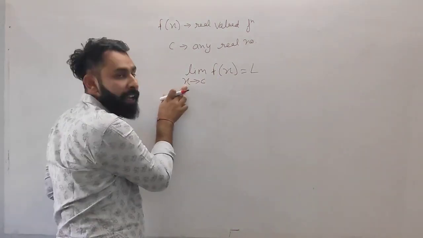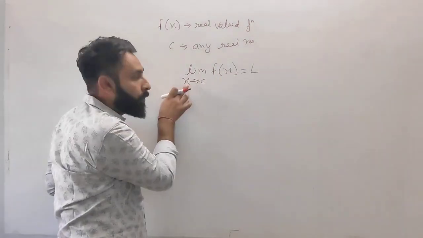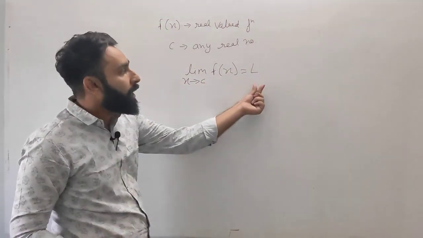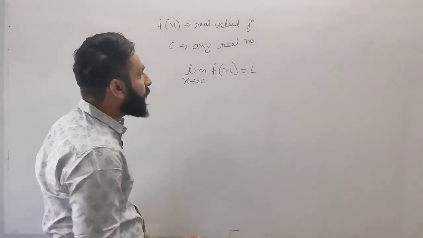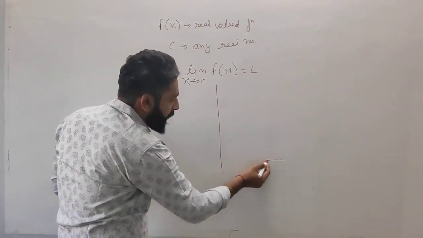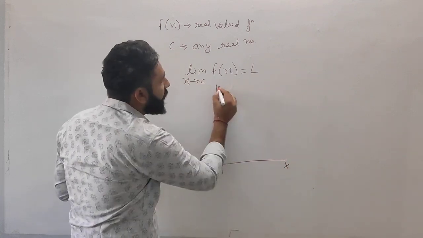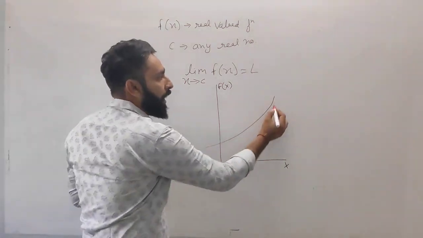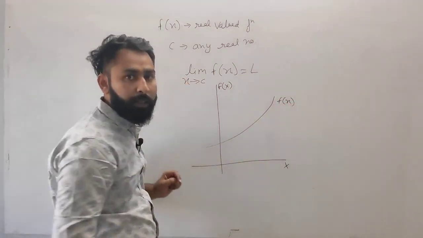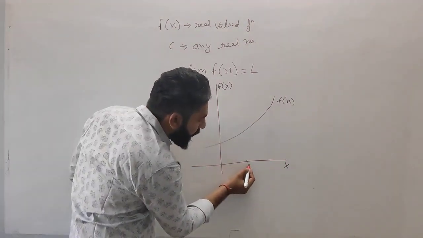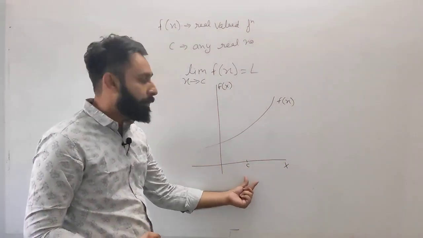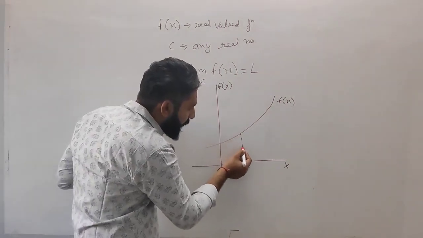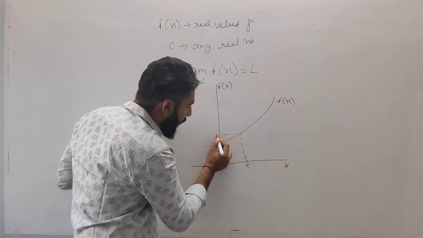It means that when x approaches towards c, the function value also approaches towards the limit L. Okay, we can visualize through a graph. This is our x-axis and this is our y-axis. Okay, let's take a random graph. This is f of x. Okay, we take a point C on the x-axis, an arbitrary point on the x-axis. The value of the limit at point C is L.